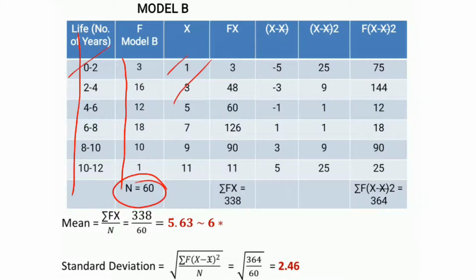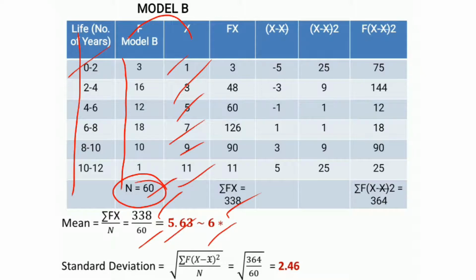For 0 to 2, the same mid values will come. After that, multiply f into x. After finding f into x, the total divided by 60: summation fx, 338, divided by 60 is 5.63, but for calculation purposes we'll take 6 as the mean value.